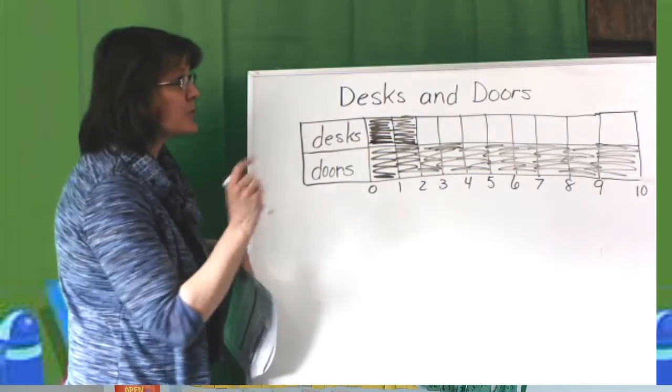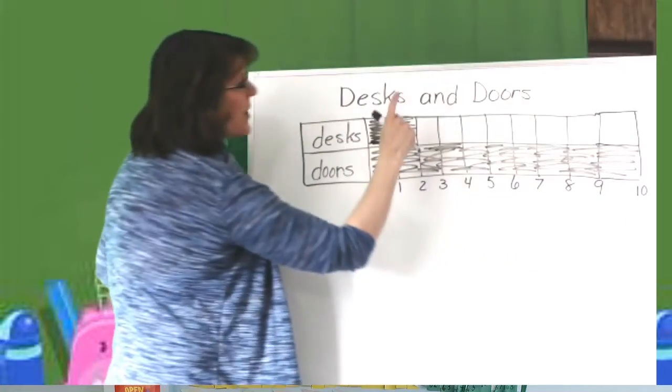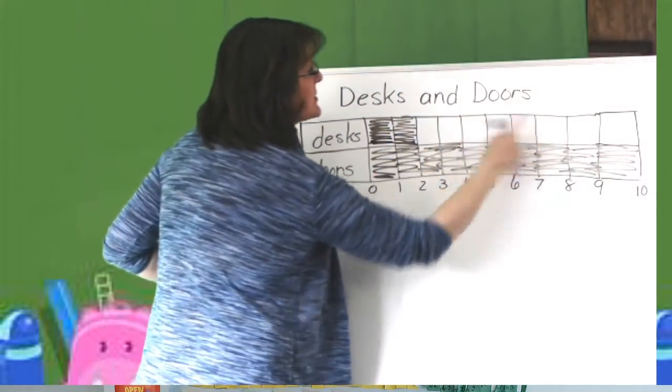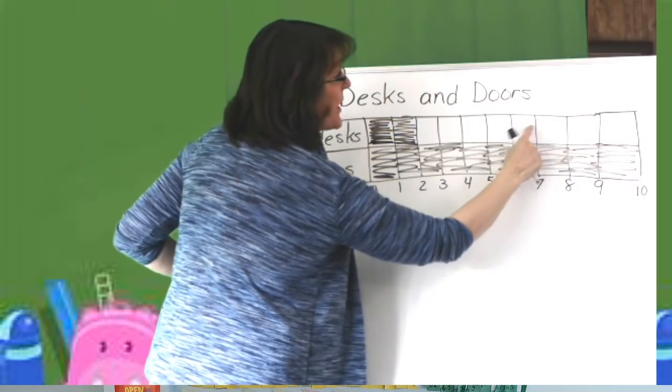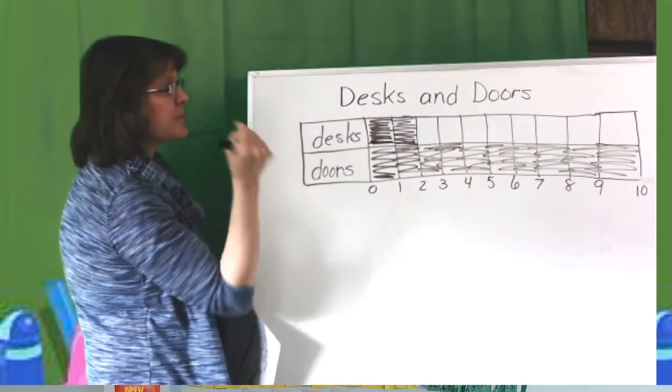Definitely, we have more doors. Let's make a math problem to go with that. So if we wanted to find out how many more doors than desks, we could just count the boxes. 1, 2, 3, 4, 5, 6, 7, 8. Or we can do a subtraction problem to compare.